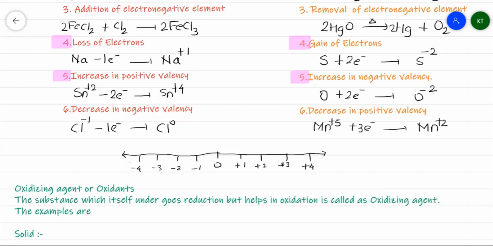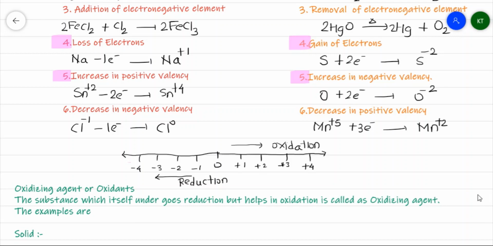So if I move from 0 to plus 1, plus 2, I say I am undergoing oxidation, increase in positive valency. And if I am moving from 0 to minus 1 to minus 2, I am saying that I am undergoing reduction. So this number line will help us, if I am getting confused somewhere, to understand whether the substance is getting oxidized or reduced.